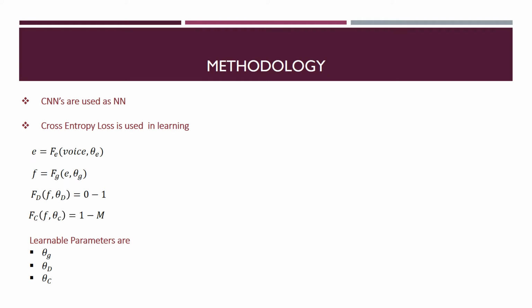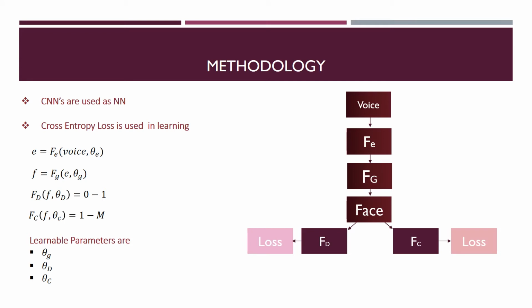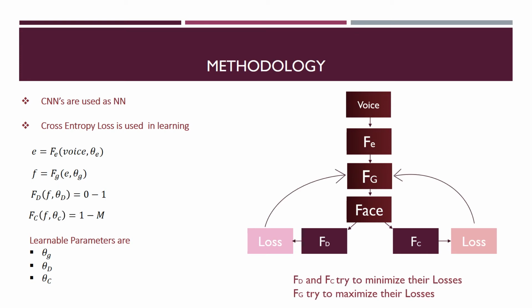CNNs are used as neural networks in our models, and the loss function which we use is cross entropy loss. Now coming to the flow graph, the voice embedding network takes voice as input and outputs the voice embedding vector. The generator takes that vector and generates a face from it. This face is fed to the discriminator model and classifier model. The discriminator checks whether it is a realistic or fake face and computes its loss, while the classifier assigns the face to a specific speaker label. This loop continues until the generator starts making realistic faces and learns the realistic data.